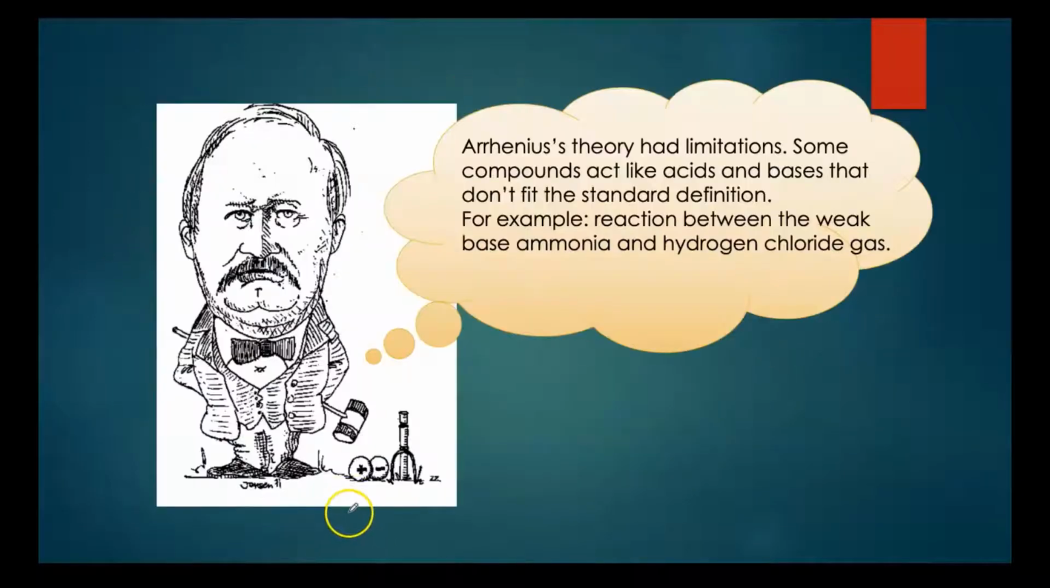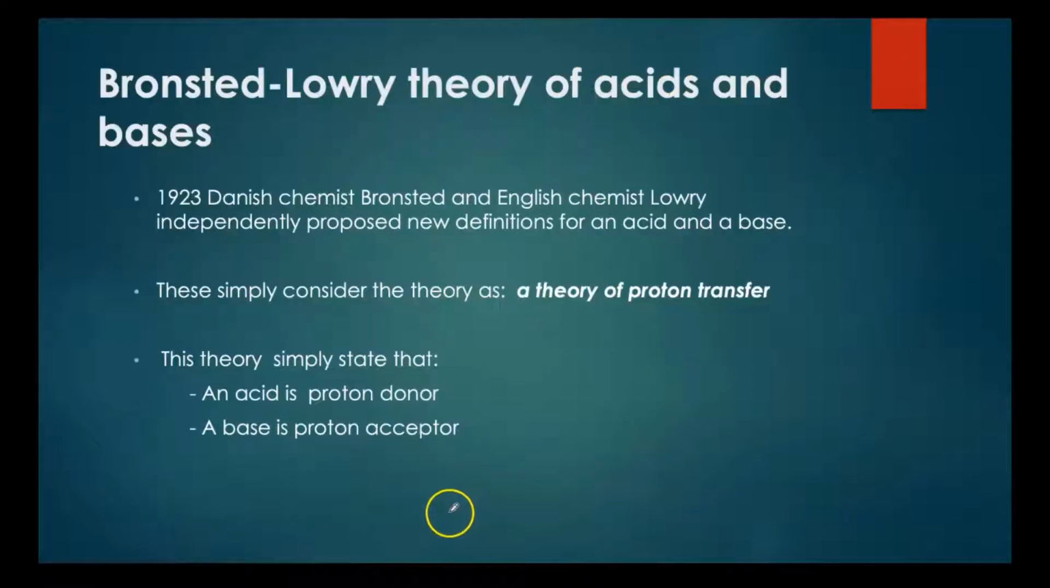However, his theory had limitations, because some of the compounds act like acid and bases that don't fit into the standard definition. So we don't really use this theory in IB chemistry. We use Bronsted-Lowry theory of acid and bases. This theory was proposed independently by a Danish chemist and an English chemist at the same time, exactly the same theory. That's the reason why we named this theory Bronsted and Lowry. We got the names from these chemists.